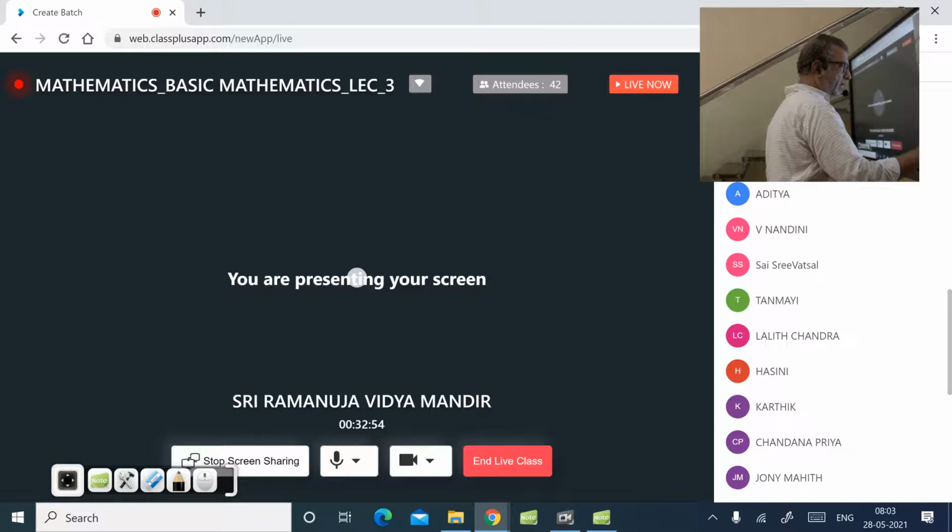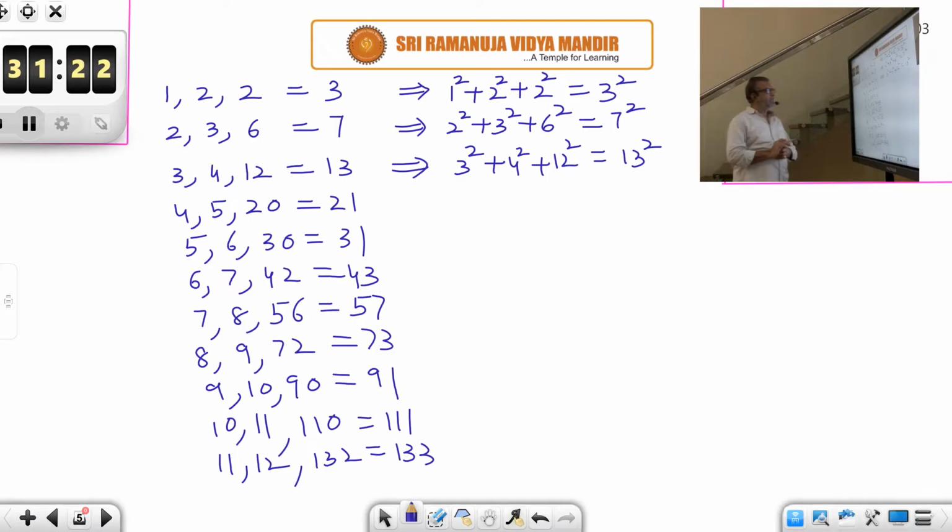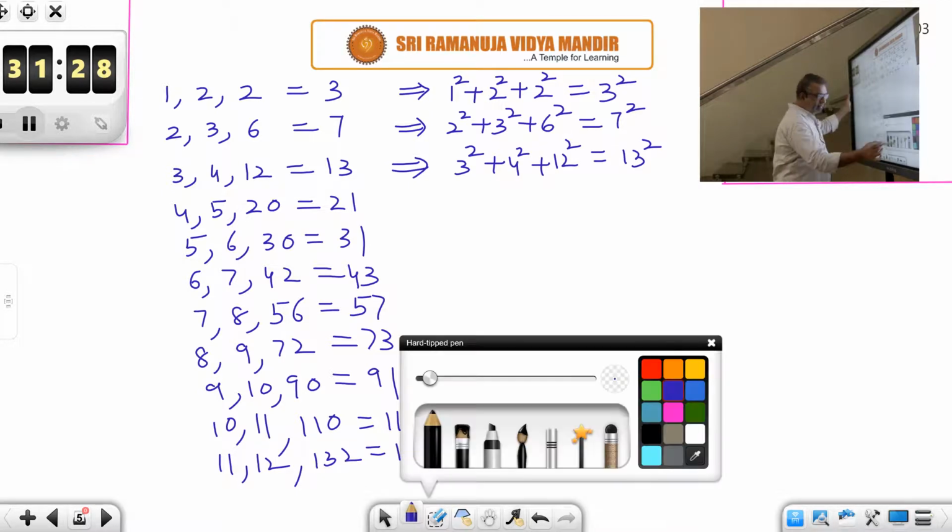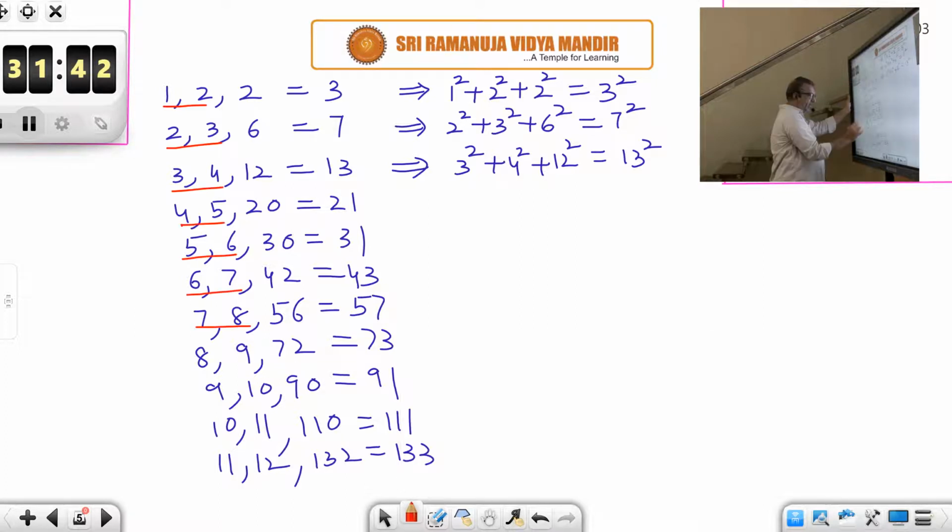So this is the pattern. 1, 2, 2 is equal to 3. 2, 3, 6 is equal to 7. Take 1, 2, then 2, 3, then 3, 4 — consecutive natural numbers. 4, 5. 5, 6. 6, 7. 7, 8. 8, 9. 9, 10. 10, 11. 11, 12. What is the next number?